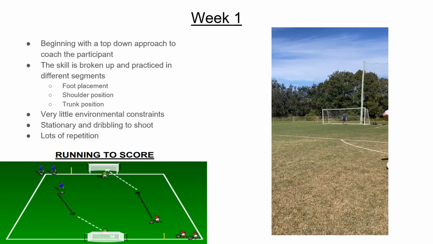Week 1. So week 1 we began with a top-down approach to coaching, where we would give everything, tell Jack exactly what he needed to do, without much of him thinking for himself, just so he knew the skill. We broke down the skill that was practiced into different segments: the foot placement, shoulder position, trunk position, very little environmental constraints. Stationary and dribbling to shoot was the main focus of week 1.